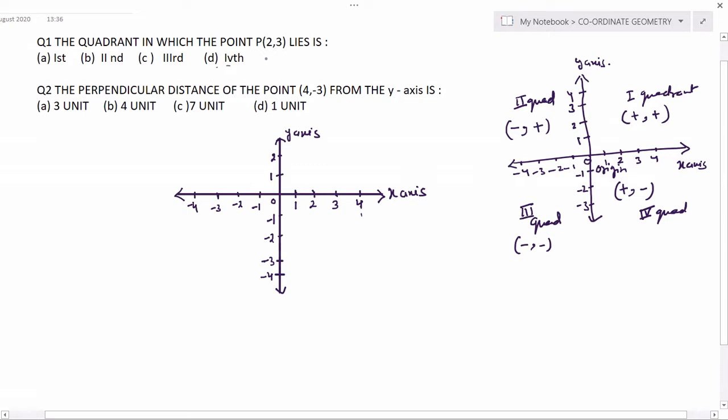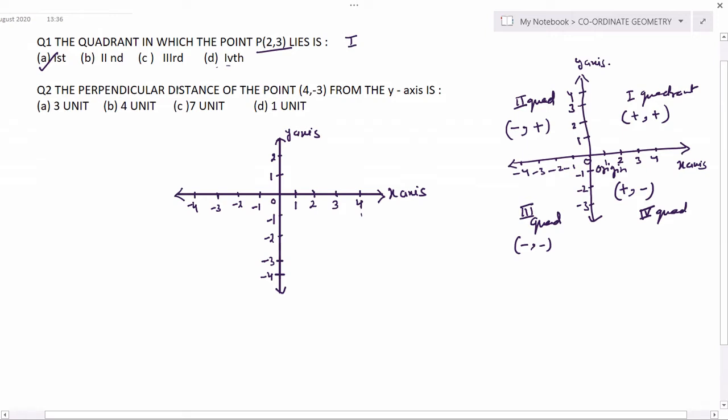Now you can see in this question they are asking in which quadrant this point P(2, 3) lies. Since you can see here both coordinates of the point are positive, it will lie in the first quadrant. So the answer of this is the first quadrant. You can put a right sign on the first option.